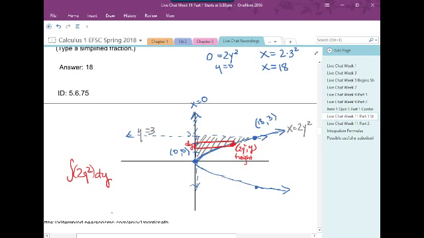Now, but what y values do we need to calculate the areas of these rectangles for? Everything from 0 on up to 3 we need to hit. So our bounds on our definite integral would be 0 to 3.